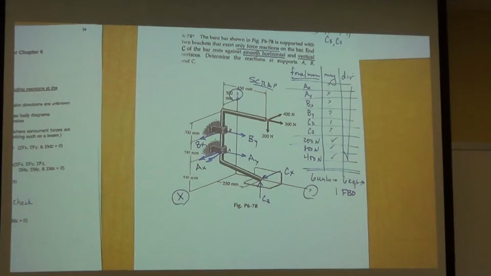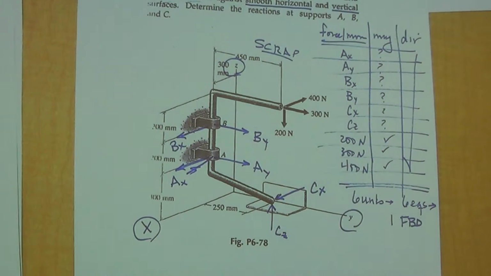So we need 6 equations. So what equations are we going to use? Sum of forces in x, y, and z. Right, so sum of the forces in the x is one equation, sum of the forces in the y is another one, sum of the forces in the z. What else? Sum of moments. Sum of the moments in the x, y, and z. Those are the 6 equations that we're going to use.